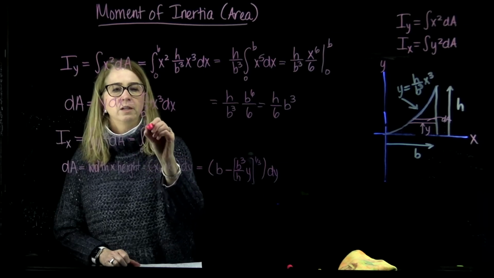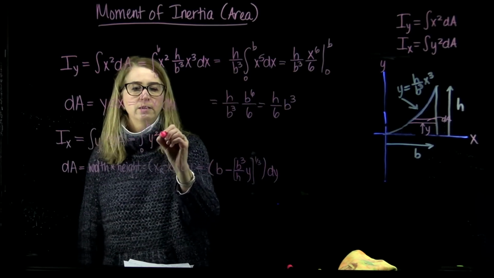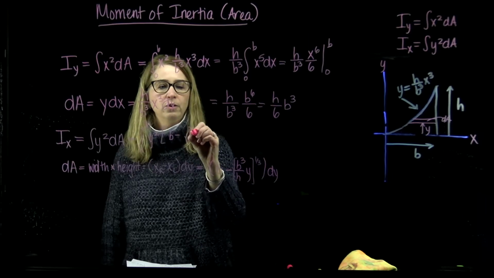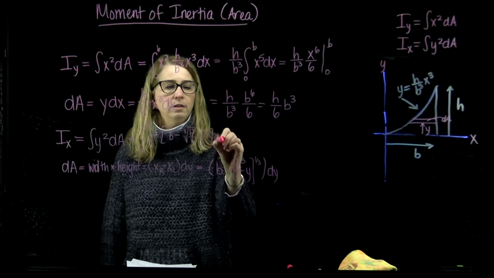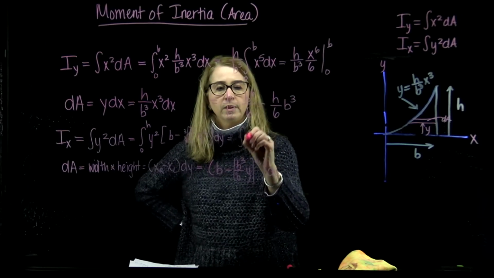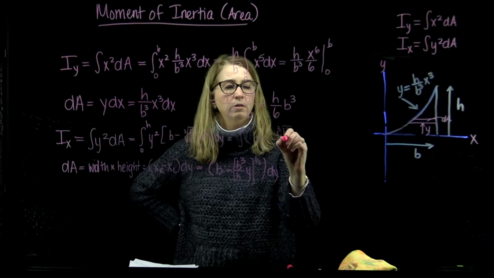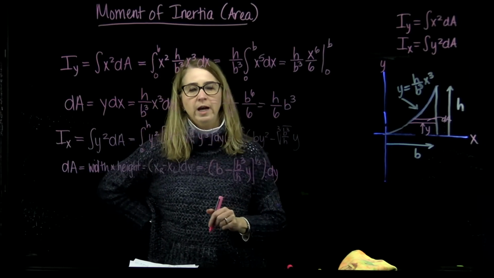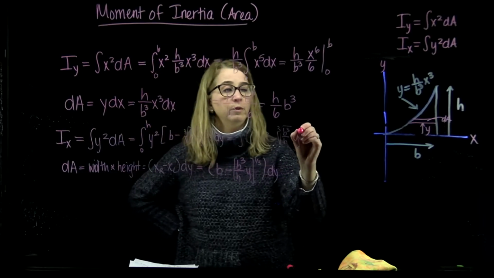Oh, and the limits are going to be, we're integrating over y this time, so we go from 0 to h. So I have y squared times b minus the cube root of b cubed over h, and y to the 1/3, dy. So when I do that, my integral is going to be b y squared minus the cube root of b cubed over h. Now when I take y squared times y to the 1/3, the y squared I can write as 6/3, times y to the 1/3 will give me y to the 7/3.